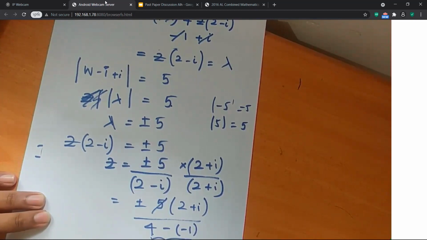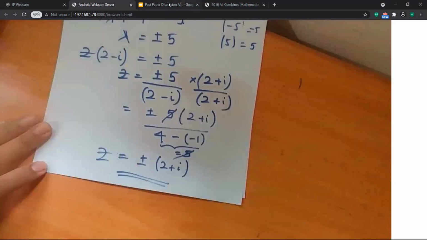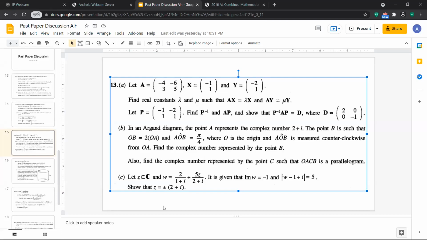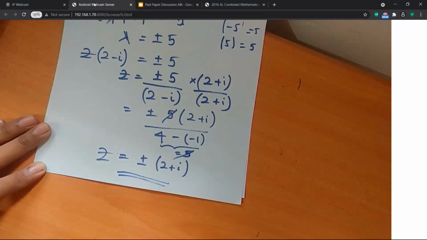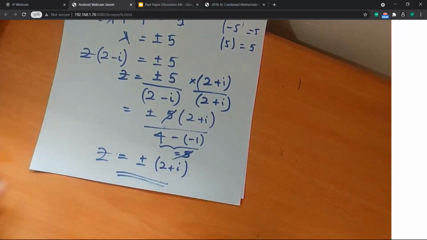Is that right? That's the answer we need. We needed to show that z is equal to plus or minus 2 plus i. So did you get that part? Even if you haven't done complex numbers, maybe you understood a little bit. I'll just go over it one more time to make it clear.